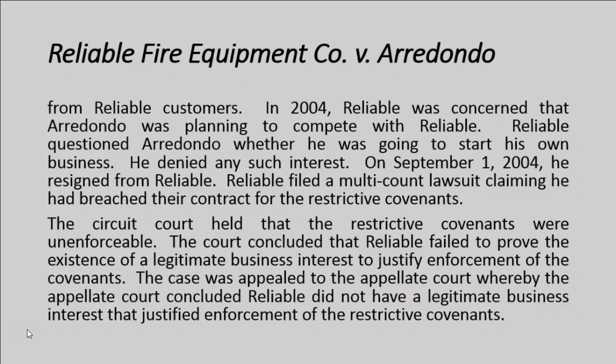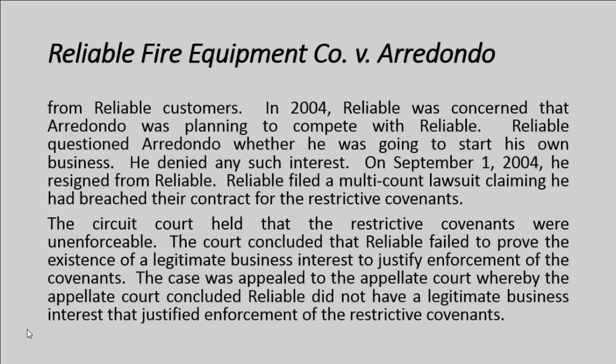Reliable filed a multi-count lawsuit claiming that Arredondo had breached their contract for the restrictive covenants. The circuit court, which we know is the trial court in our jurisdiction, held that the restrictive covenants were unenforceable. The trial court concluded that Reliable failed to prove the existence of a legitimate business interest, that's that protectable interest factor, to justify enforcement of the covenants.